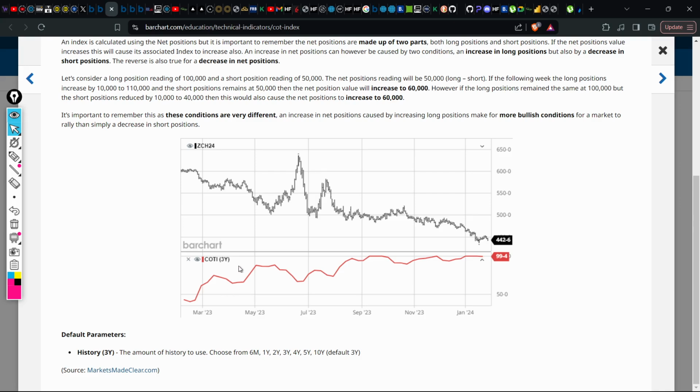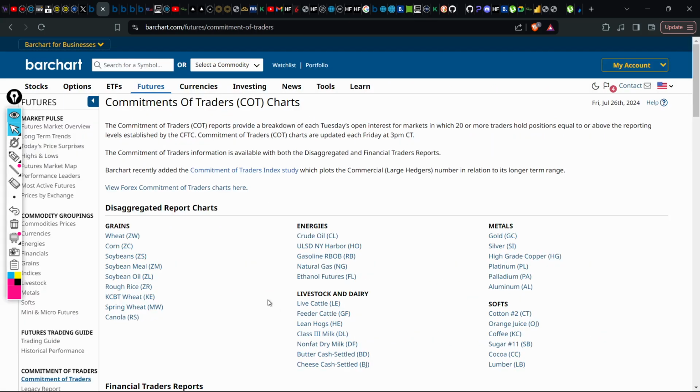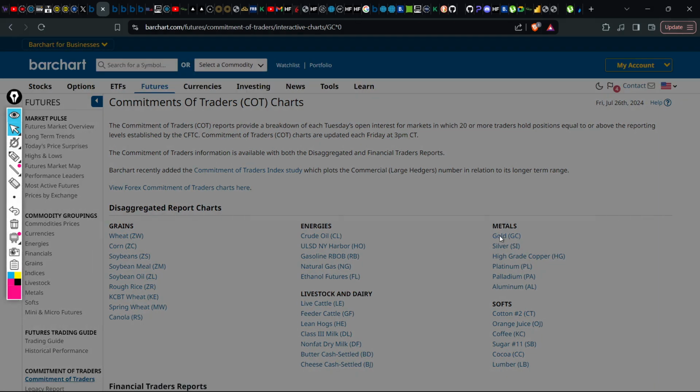So like here, for example, this is 99, meaning they are at their most bullish level in 3 years. This is an index, right? It's going to be useful in the next few steps I'm going to talk about, but just keep that in mind. Now let's go back to here, because this is where we are. Disaggregated report charts. Now we can look at the reports themselves. Now let's go to gold because this is the focus of today.